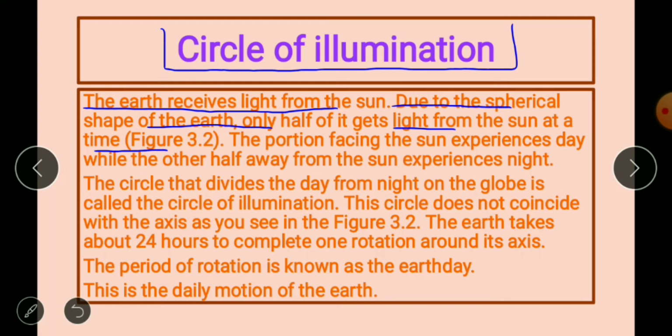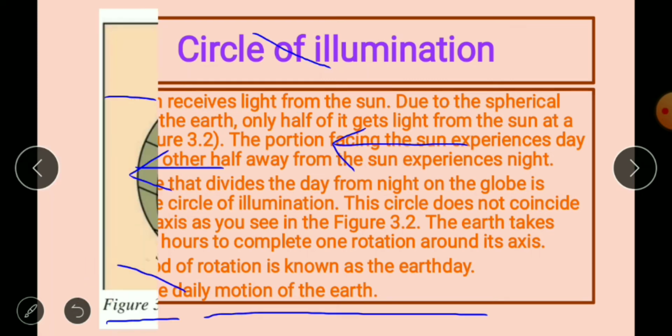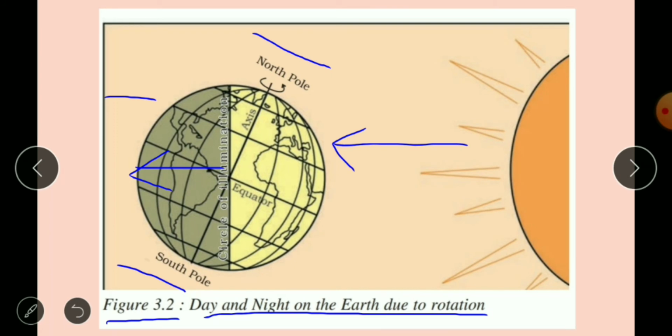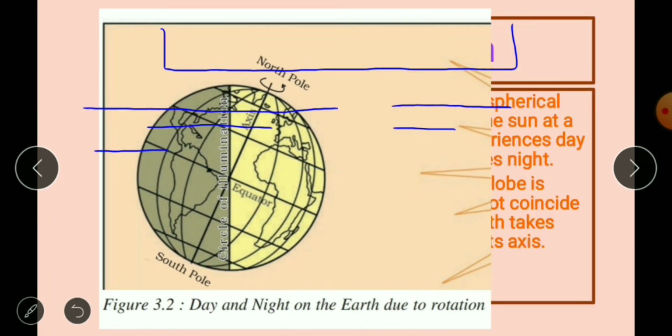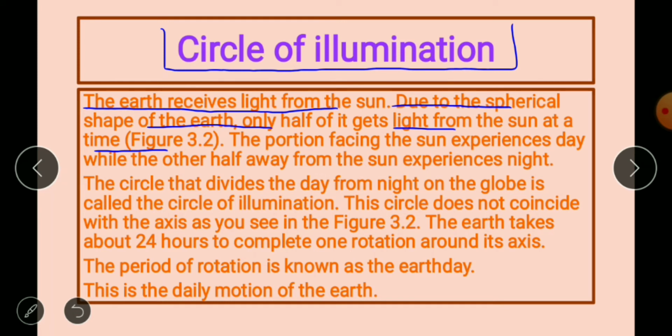Figure 3.2. So as you all have seen in figure 3.2, I am showing it again to you, that half portion of the earth is receiving the light from the sun at a time because of the spherical shape of the earth. You can see that the shape of the earth is a sphere, and that's why the half part of the earth receives the light of the sun at a time. The portion facing the sun experiences day, while the other half away from the sun experiences night. So as I have told you, the portion of the earth which faces the sun experiences the day, while the other half away from the sun experiences night.